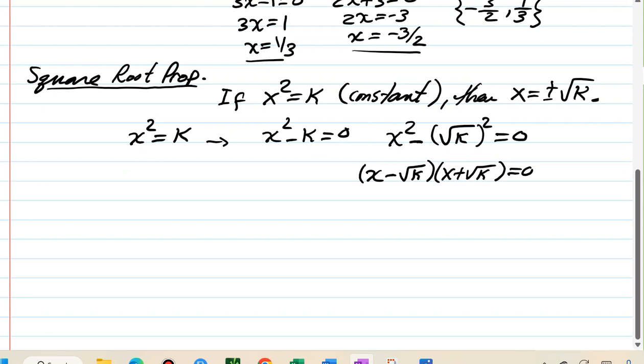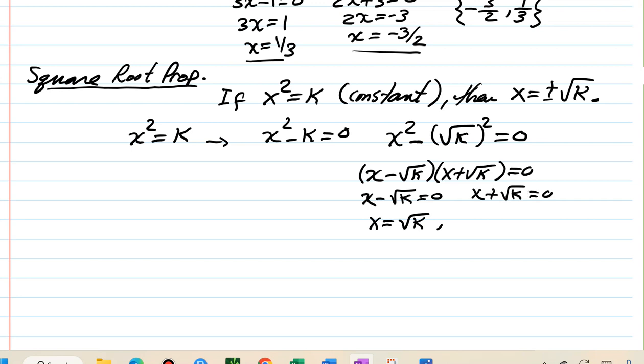And then by the zero factor property, each of those factors could be 0. So from the first one, if I set that equal to 0 and move root k to the other side, there's one solution. The second binomial factor, if I move square root of k to the other side, I'll get negative root k. And of course, there is the solution set. And that's what this property tells us. So that's the derivation of the property.